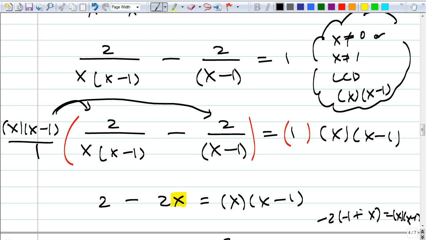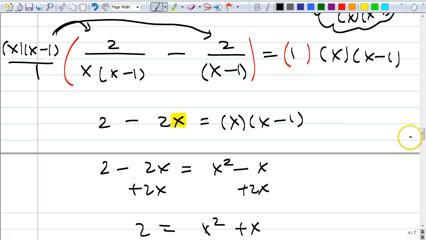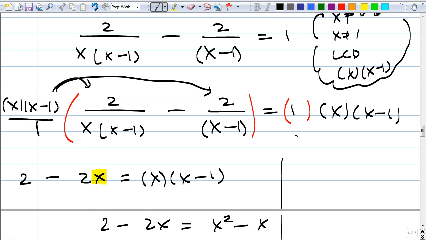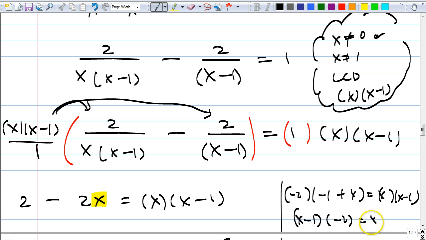Guys, let me tell you right now. Do not divide both sides by that. A lot of you did this, okay? So let me write this down. Some of you factor out a negative 2 from this, and you get negative 1 plus x, right? Equals x times x minus 1. And then you get x minus 1 times negative 2 equals x times x minus 1. And then you divide both sides by x minus 1. Don't divide both sides by x minus 1.